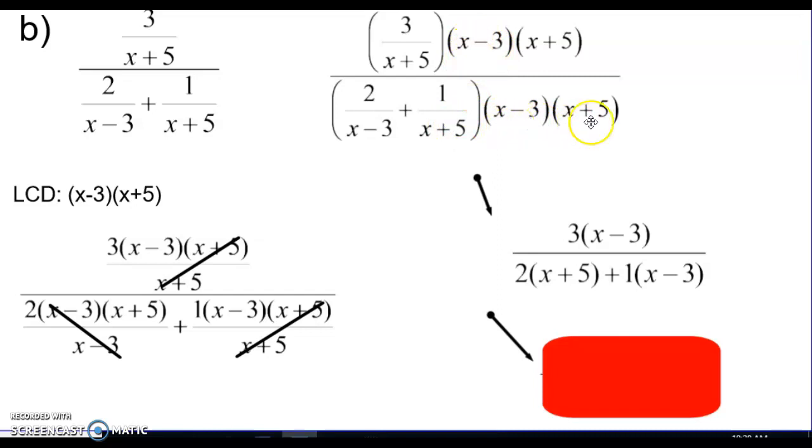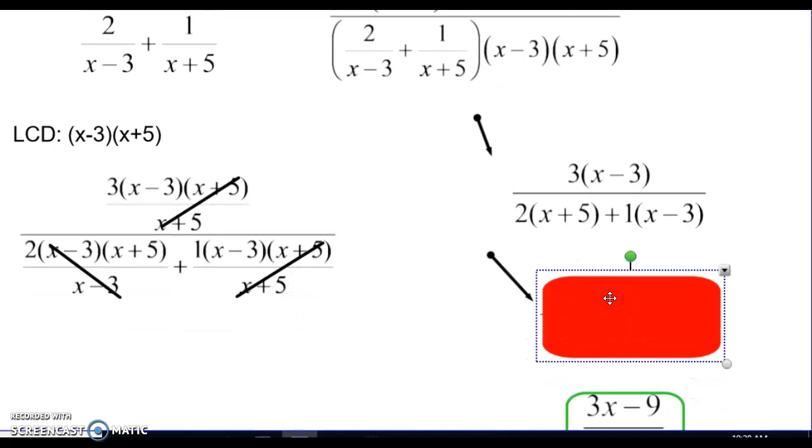Same thing here, you're taking both of these binomials, multiplying them into each fraction. So the x minus 3 will cancel with this x minus 3 for this fraction, so you just have the 2 times x plus 5, and then when you're multiplying these to this fraction, the x plus 5s will cancel, leaving the 1 times x minus 3.